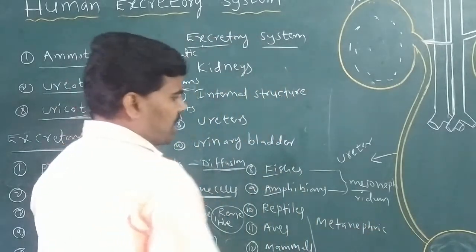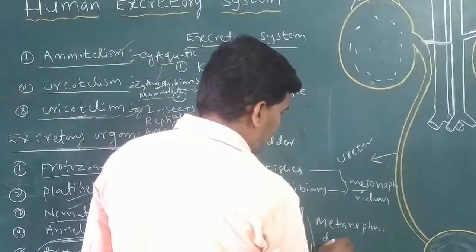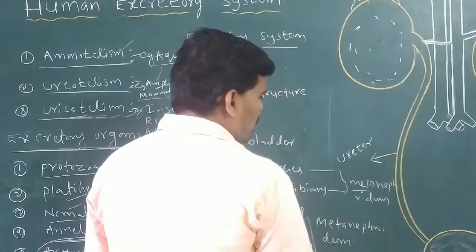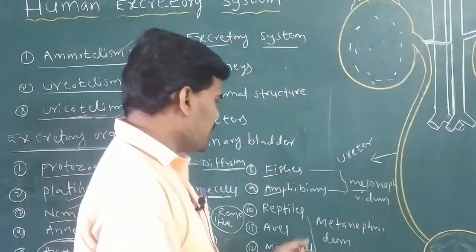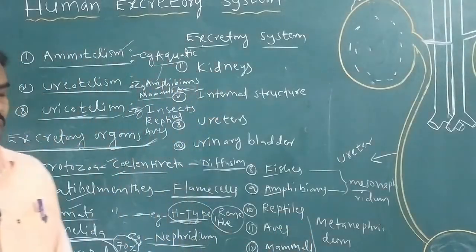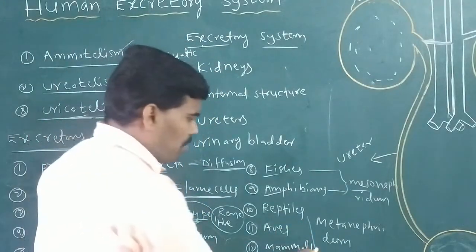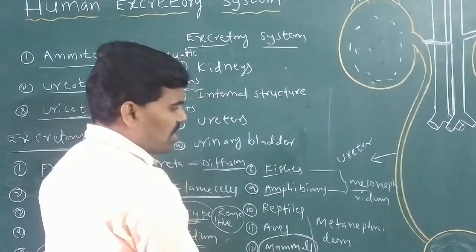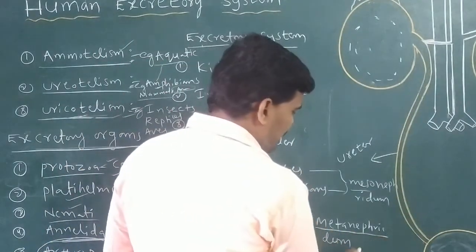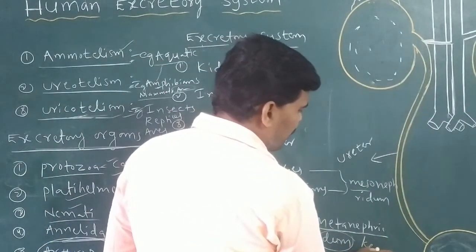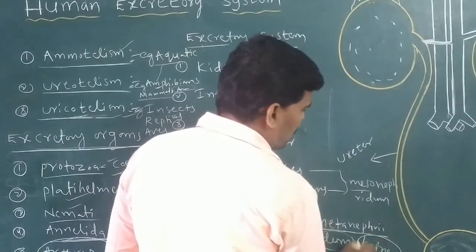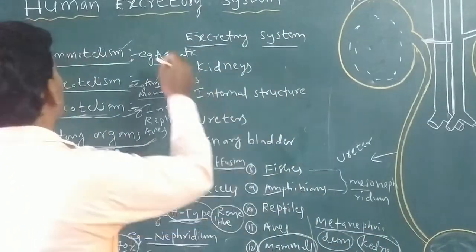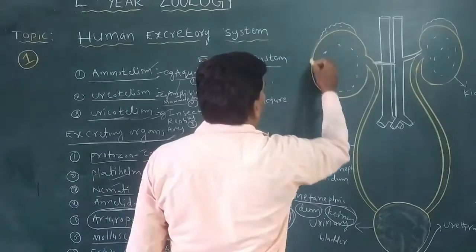So metanephridium type of kidney is present. Mammals, which type of excretory organs? Metanephridium type of kidney. So which type of organs? The kidneys.